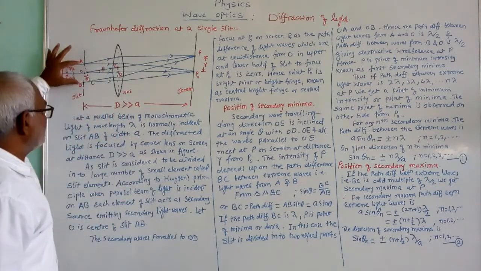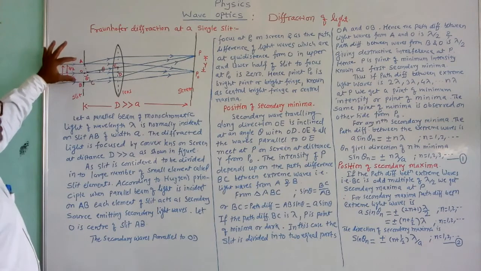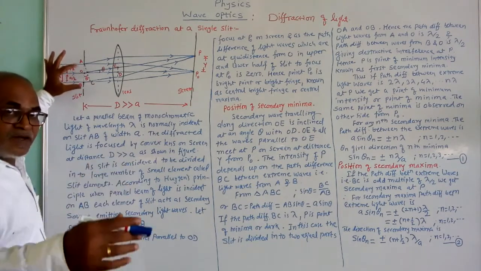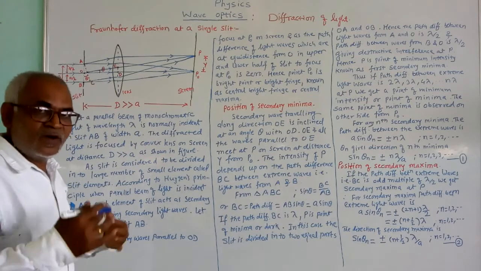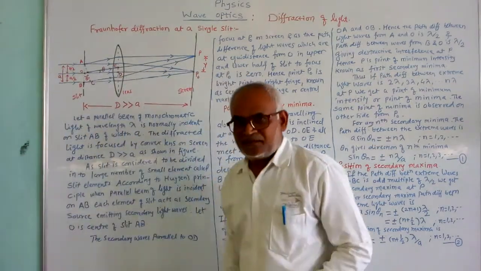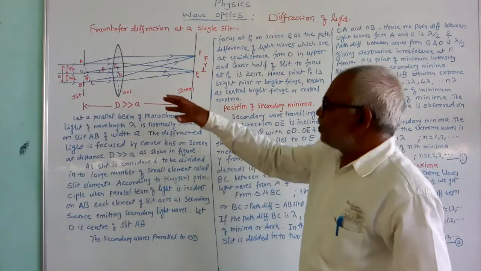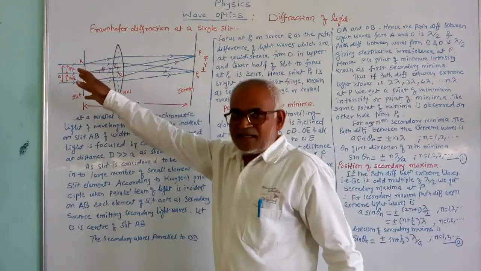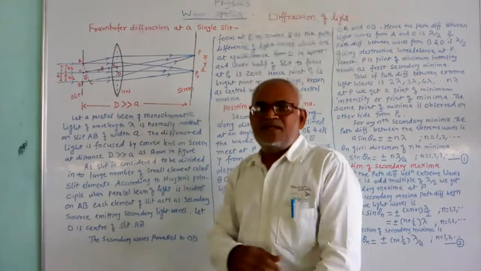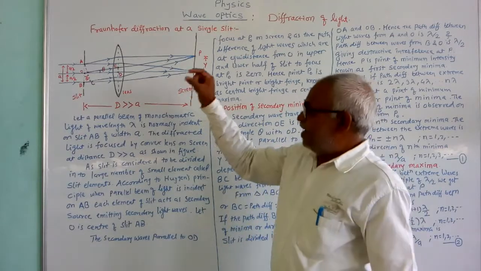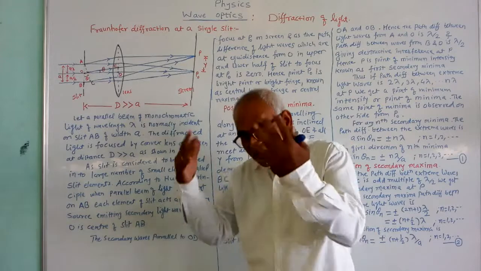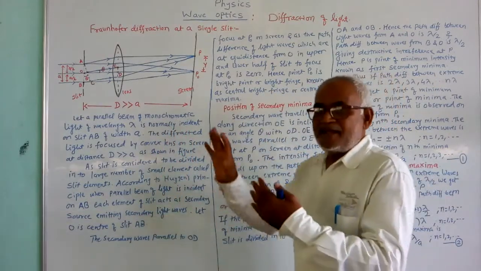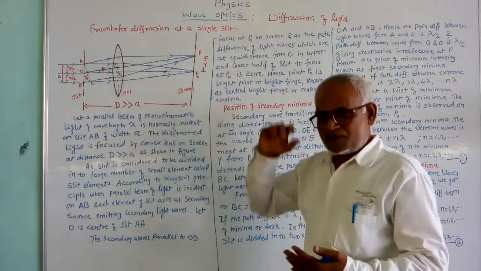Now here this slit is considered to be divided into a large number of small elements known as slit elements, and when a monochromatic light is incident on this slit, each element of the slit, according to Huygens principle, acts as a secondary source of light and they emit secondary waves.